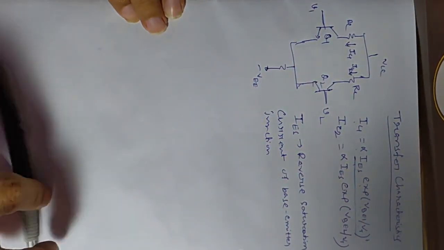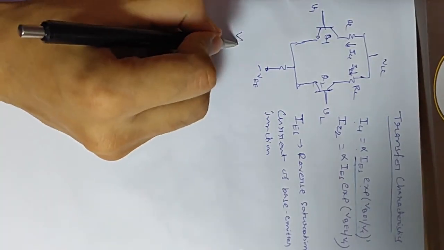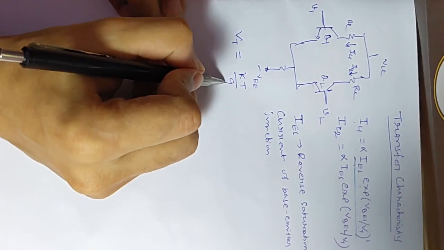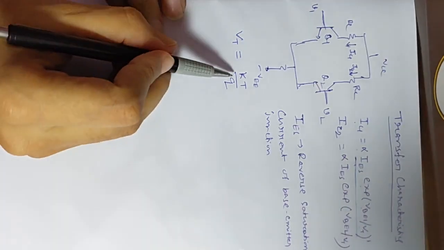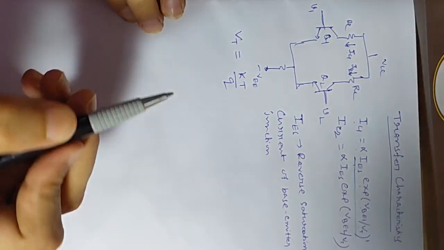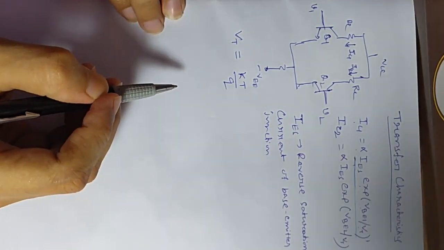Now VT is the thermal voltage, which is KT by Q. Q is the charge of the electron. K is Boltzmann's constant. T is the absolute temperature in Kelvin.